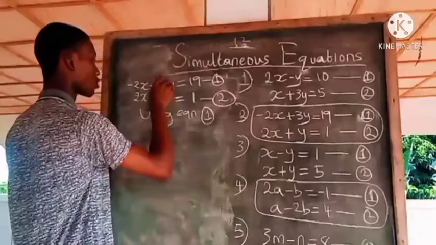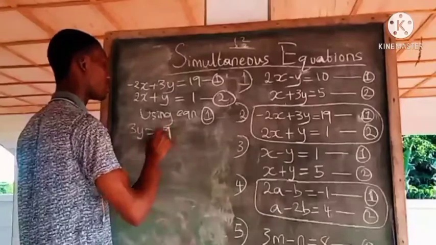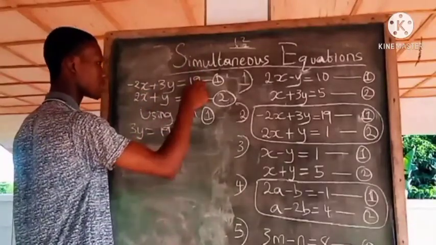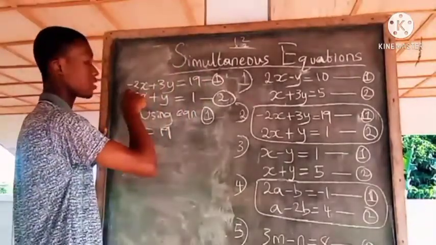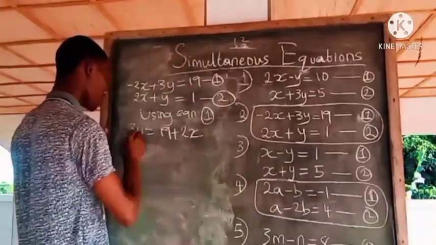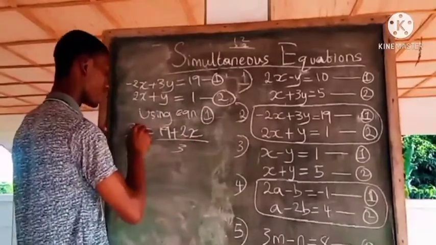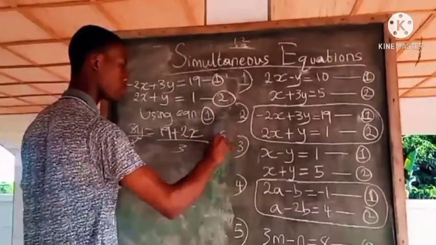Now we are going to make 3y the subject. 3y equal to 19. Now this is negative 2x, it's going to cross this side. Since it's negative 2x, crossing this side, it becomes plus 2x. Now at this point, we divide both sides by 3 so that y can stay alone. Now this becomes our equation 3.